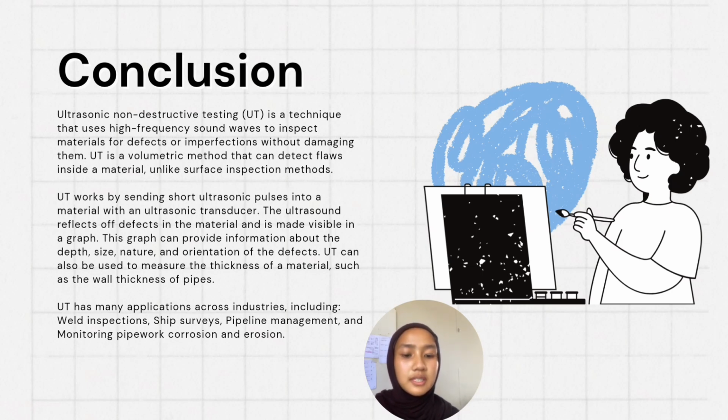UT works by sending short ultrasonic pulses into a material with an ultrasonic transducer. The ultrasound reflects off defects in the material and is made visible in a graph. This graph can provide information about the depth, size, nature and orientation of the defects. UT can also be used to measure the thickness of a material, such as the wall thickness of pipes.